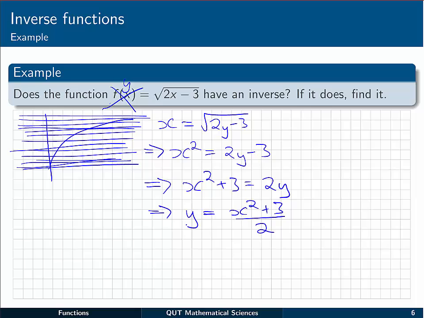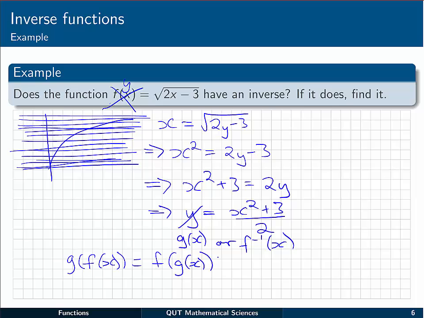It's this function, which I'm now going to call g of x, or if you prefer, f inverse of x, which is the one that will give us the correct property, that g of f of x is equal to f of g of x is equal to x. Now you can check that one for yourself, or you can just take my word for it, but it's probably better just to have a check and make sure that you get those properties satisfied.